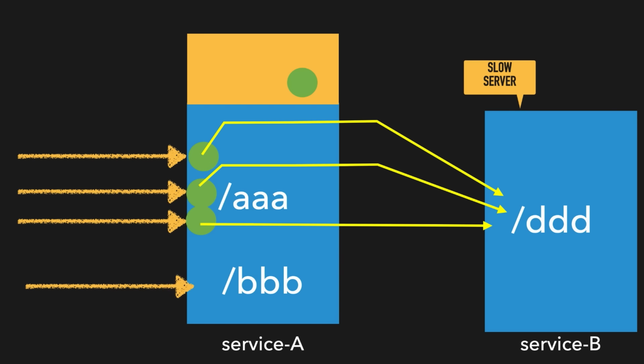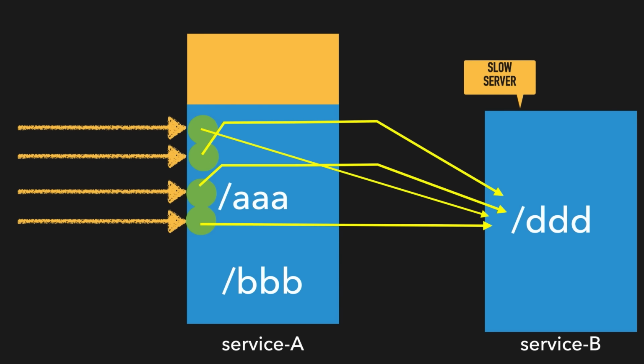Obviously the /BBB endpoint doesn't have to call service B, so one thread will be assigned. It doesn't have to make any call to any external server, so it gives a response back, all happy. Once the request and response are completed, the thread goes back to the pool. But let's say now a request comes to the /AAA endpoint. This thread is also assigned to that request, which makes a call to /DDD.